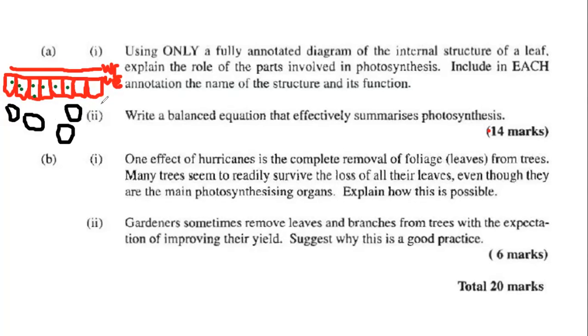Very good. And what else can I find in this region? The xylem and the phloem. Very good. Let me see if I can change it. Vein.